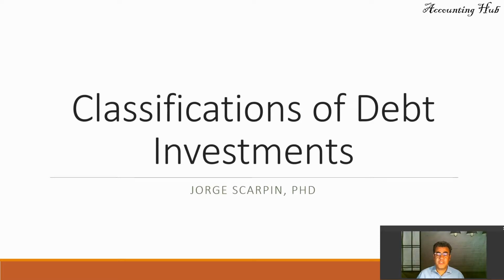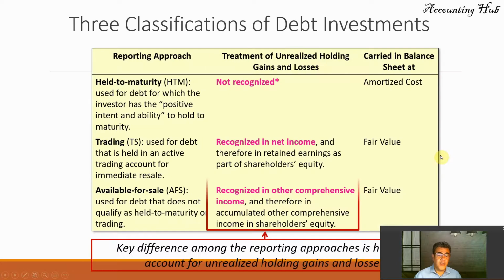I'm Professor George Carpin, PhD in accounting, and our topic today is classifications of debit investments. When we are talking about debit investments, usually we have three different classifications. The first one, the classical one, held to maturity, used for debt for which the investor has the positive intent and ability to hold to maturity.